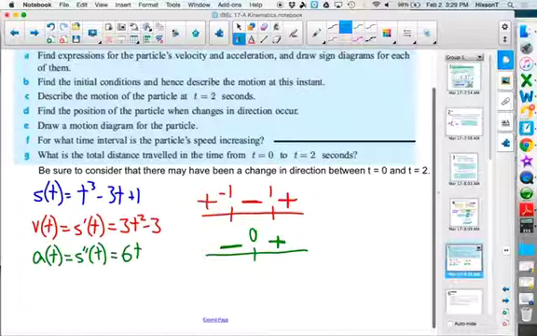I'm going to skip right here, F. Okay? F. What time interval is the particle's speed increasing? Speed. For speed to be increasing, what has to be true? Let's think this through. In order for speed to increase, what has to be true?